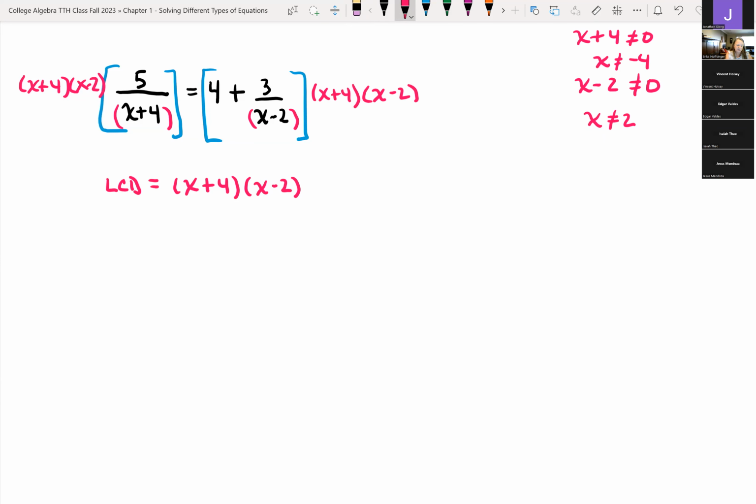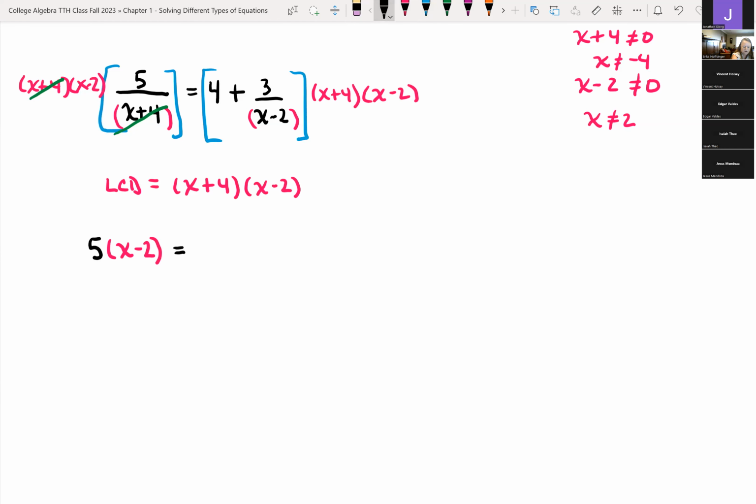So there's nothing to distribute on the left-hand side. So we can just cancel what we have in common. And so if I do that, I have an x plus 4 here and an x plus 4. So I'm left with my 5 from the numerator, all times the factor that did not cancel, x minus 2.